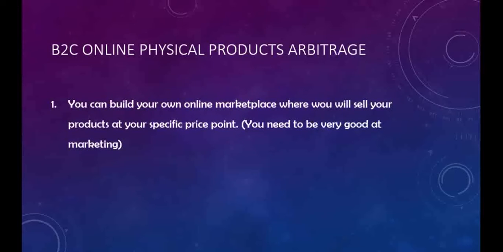Now, we have two options to do this type of business, to client online physical products arbitrage, okay? First one is the fact that you can build your own online marketplace where you will sell your products at your specific price point. You need to be very good at marketing, obviously. It's like building an online store, okay? And after that, you find your own clients for a higher price point than the one at which you are buying the products, and practically you will have a profit margin, okay? But you have to find somewhere those clients, and that's where the marketing part comes in, okay? That's the part where you actually have to be very, very good at.